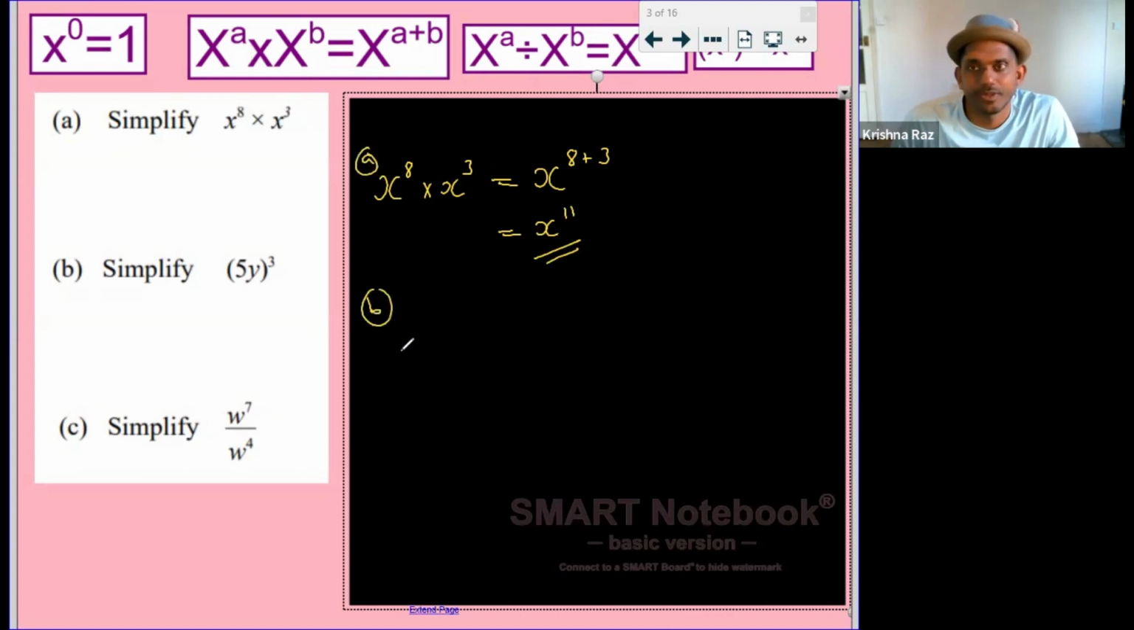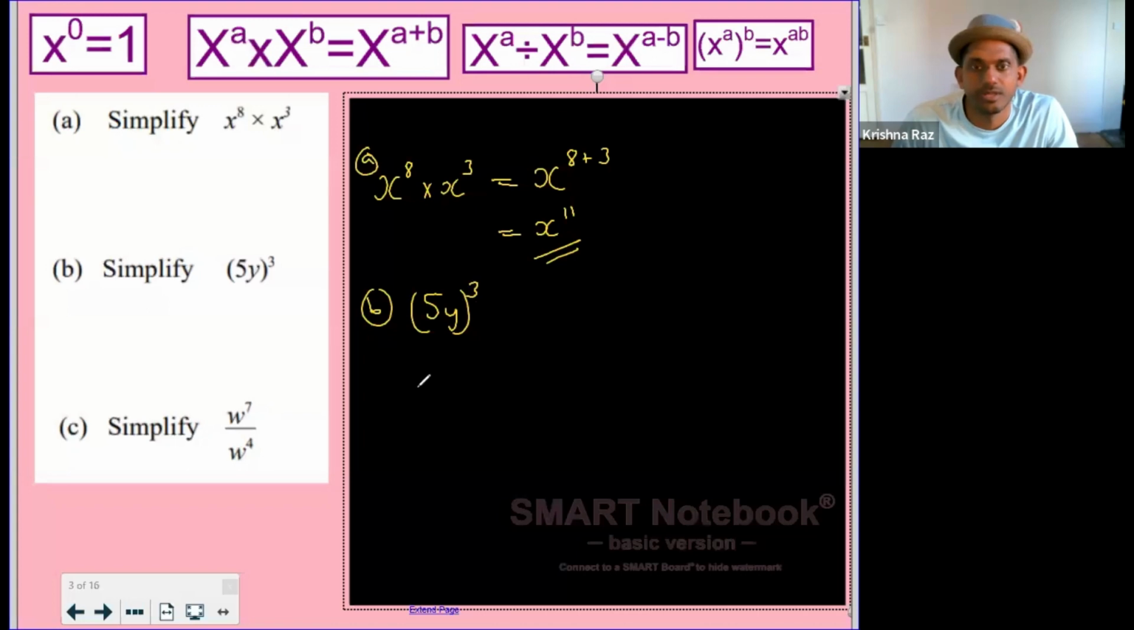B, this is an example of the fourth rule that you can now see. So we have 5y cubed. So think of it as you're cubing 5 and you're cubing y. So that'll be 125 and y cubed. So the answer will be 125y cubed.